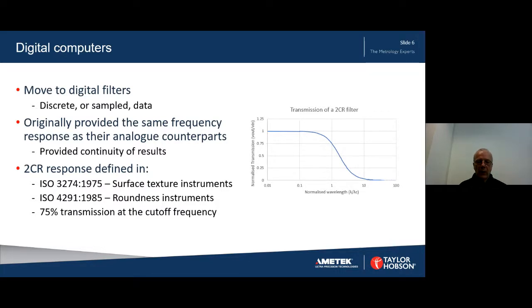One thing worth noting is that all filter implementations are approximations of an ideal filter. This was acknowledged in the early standards, where a plus or minus 3% tolerance was allowed.